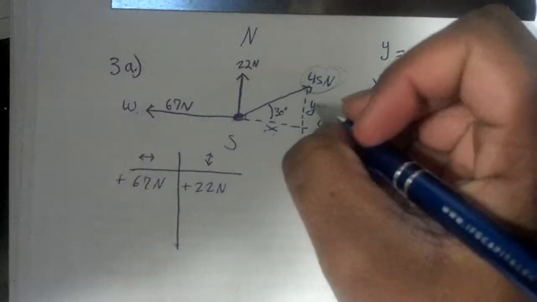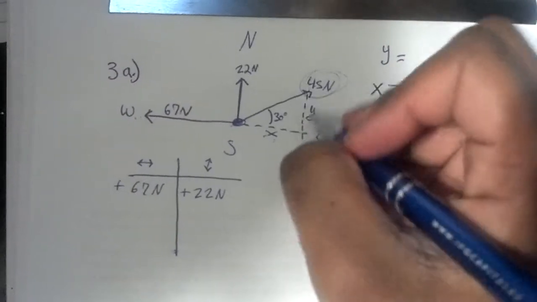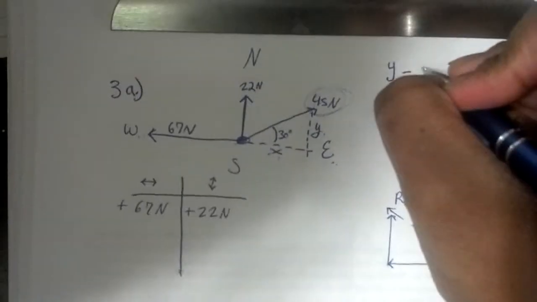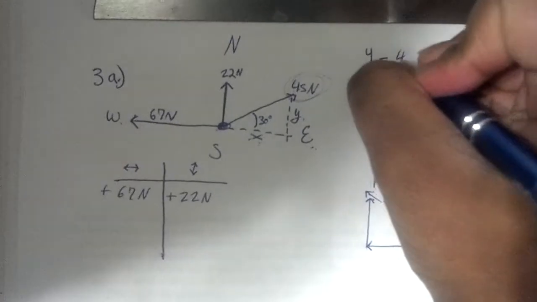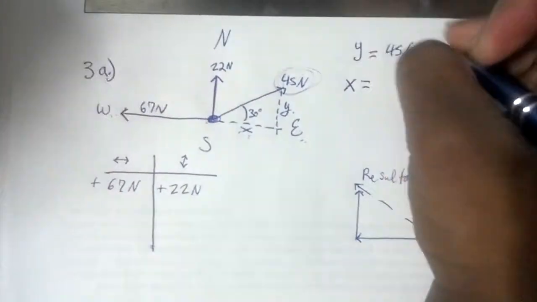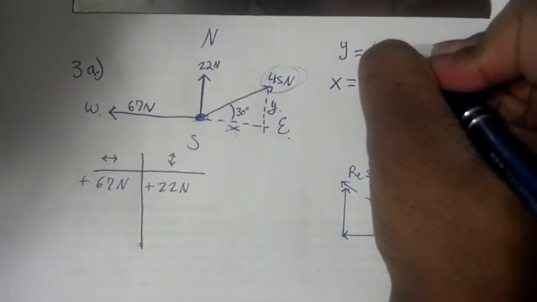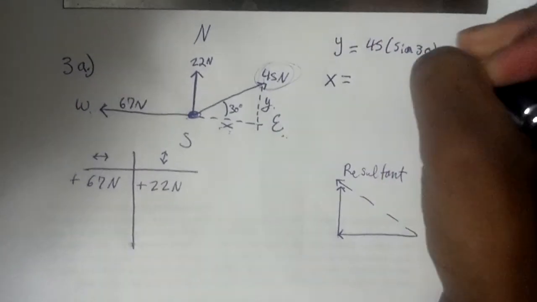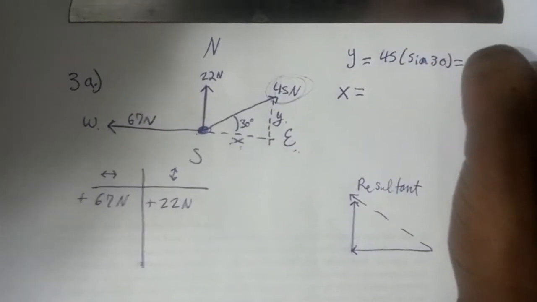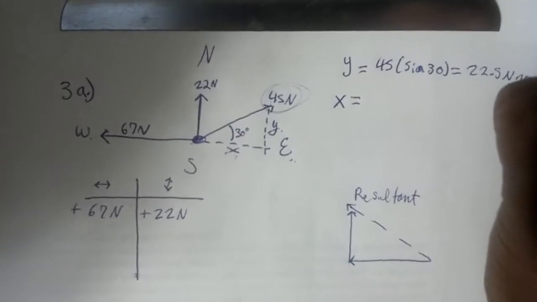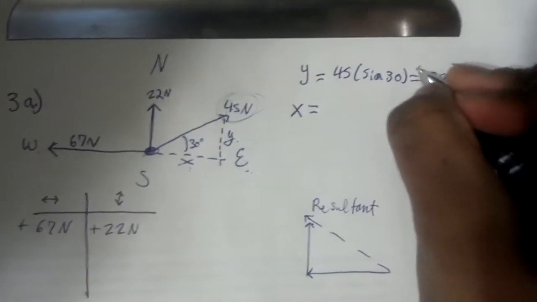So to solve for y, we're going to take the opposite over hypotenuse, which is going to be the 45 times sine of 30, which is going to give you 22.5 newtons. That is going to be north, so therefore it's going to be positive.